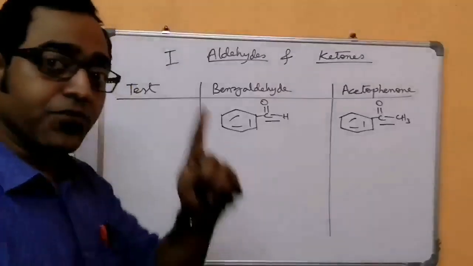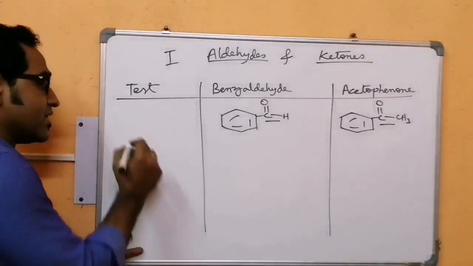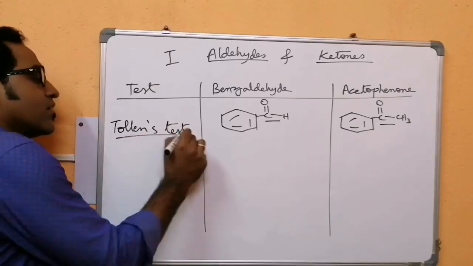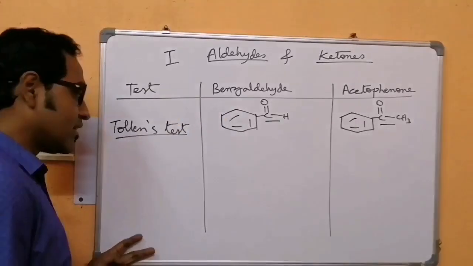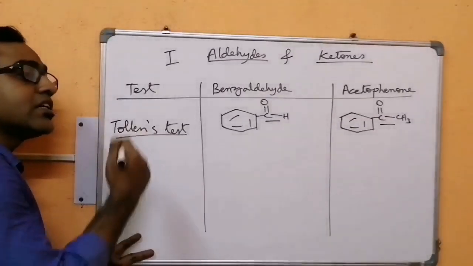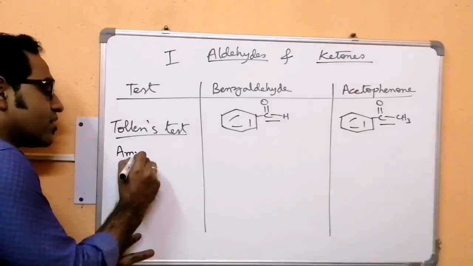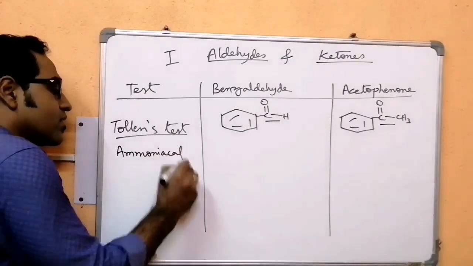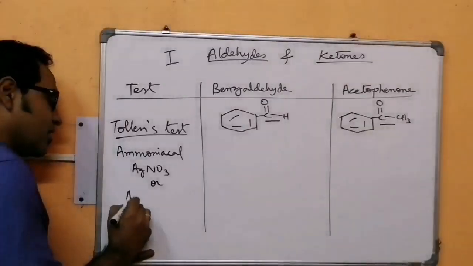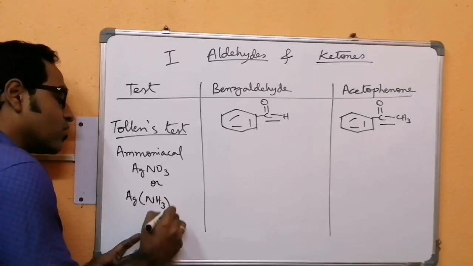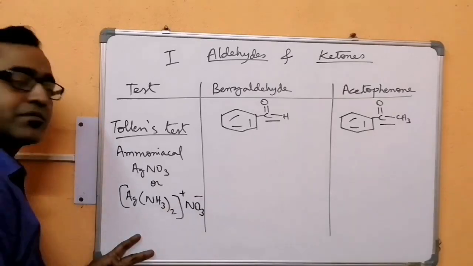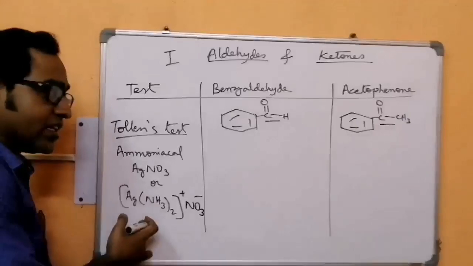The first thing is the test, the name of the test, that is the Tollens test. The second thing is the reagent. The reagent used in the Tollens test is ammoniacal silver nitrate, AgNO3, or you can write [Ag(NH3)2]+ NO3−. This is the Tollens reagent.